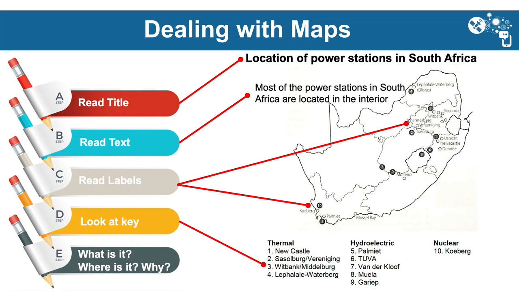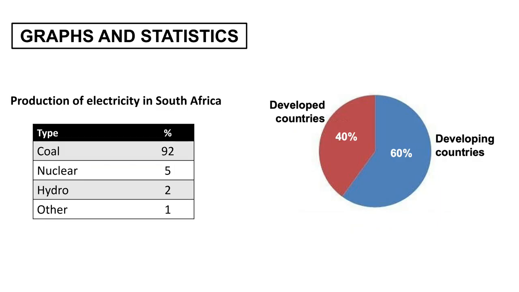And then I also see that there's one nuclear power station which is found here in the Western Cape, which is known as Koeberg. So that's the key. And when we do this, we anticipate the type of questions that are going to be asked, and we'll be able to answer the questions much better.